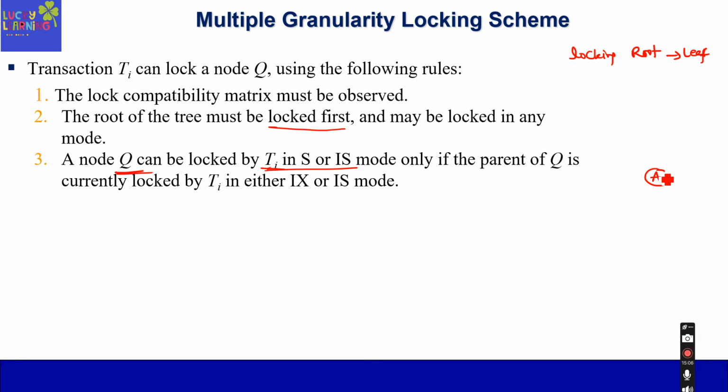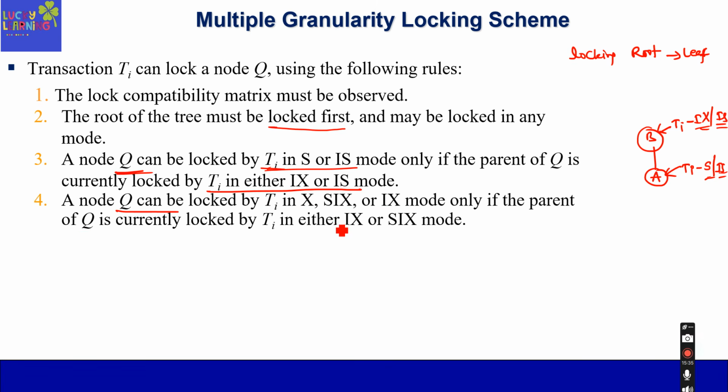A node Q can be locked by Ti in S or IS mode. Suppose this node A is to be locked by Ti in S mode or IS mode. When this is possible, the parent of this node, assuming B, is to be locked by the same transaction Ti in either IX mode or IS mode. So IX with S is possible, IS with IS is possible, IX with IS is also possible.